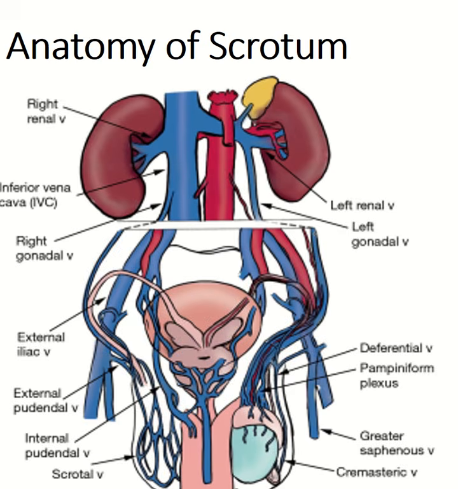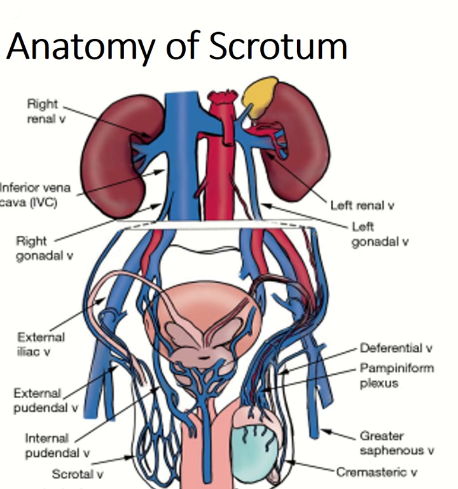The venous drainage of the scrotum. The anterior scrotal vein from the anterior scrotum drains into the superficial external pudendal vein, and this vein drains into the femoral vein or great saphenous vein.